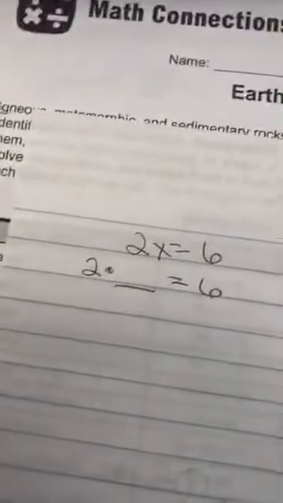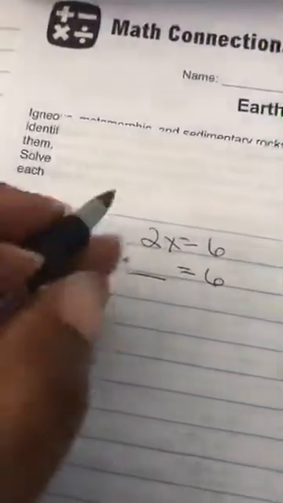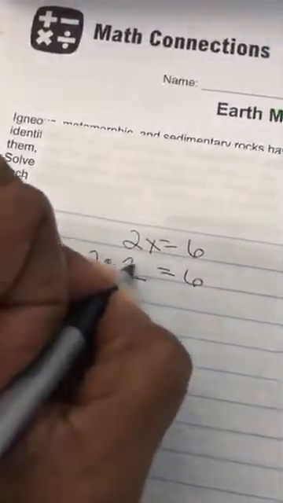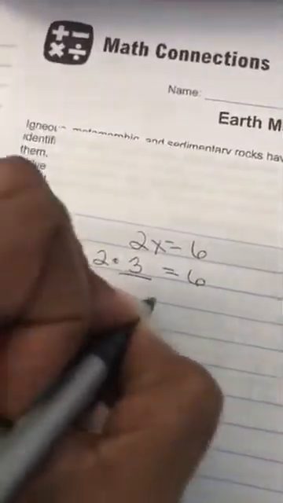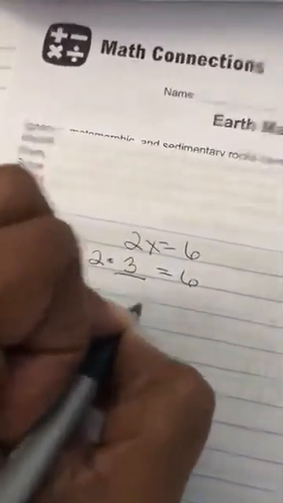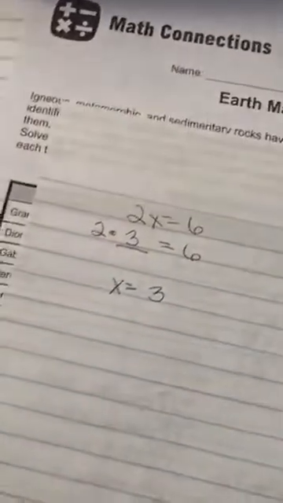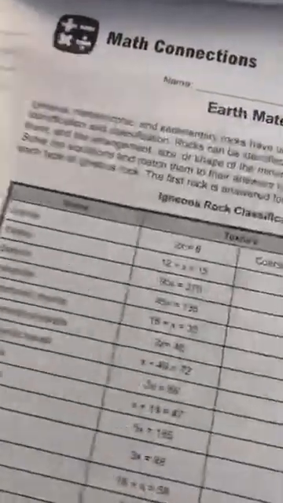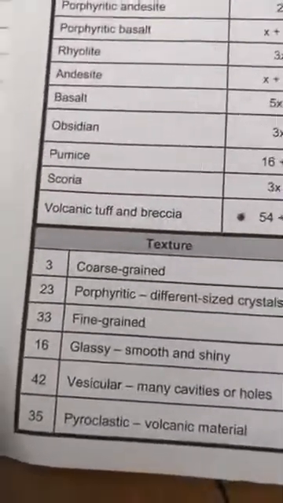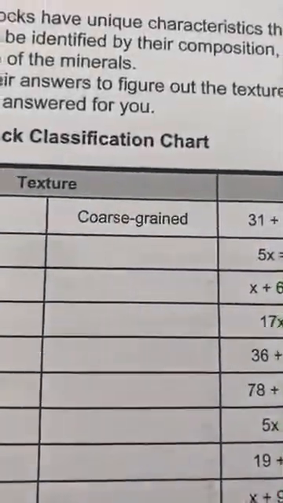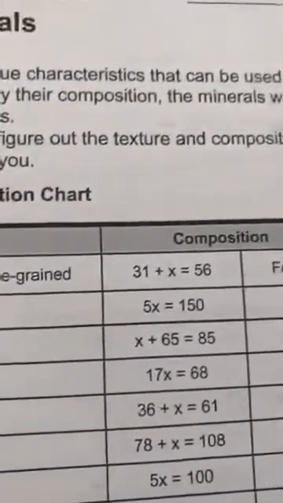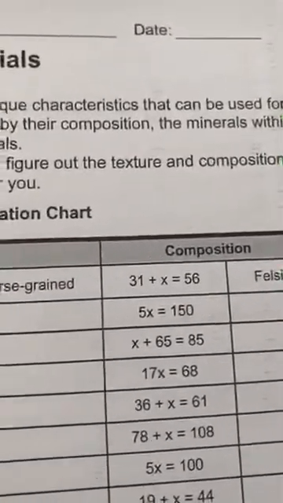Exactly, 3. So, 2 times 3 equals 6. So x equals 3. Y'all are fabulous. And according to the chart, 3 equals coarse grained. That's why they put coarse grain in it. So, let's do the next one together.